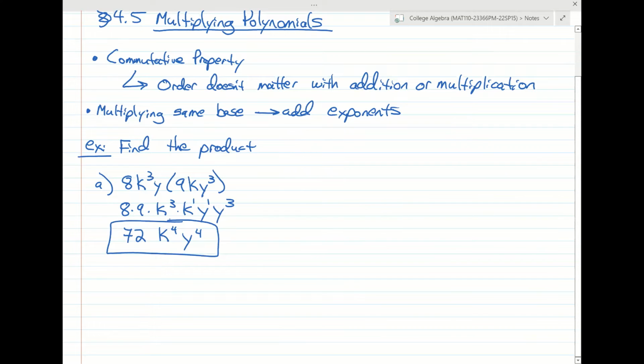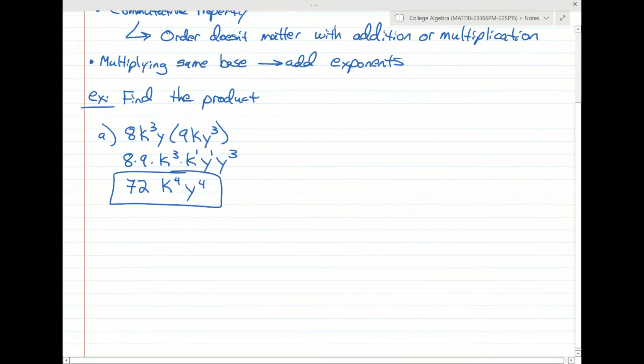You don't have to do that second step. For me, it's just easier. I find that the more steps that I show, the less likely I am to make mistakes. So that would be the full work that I would show for that.